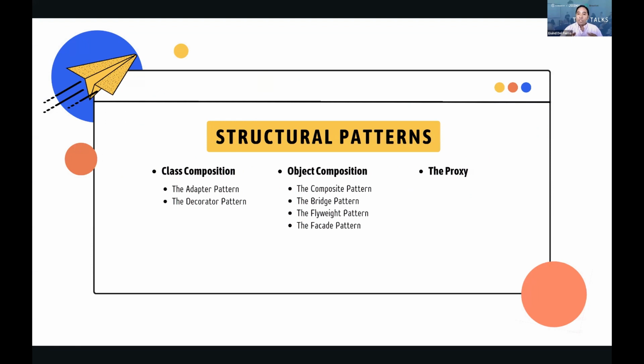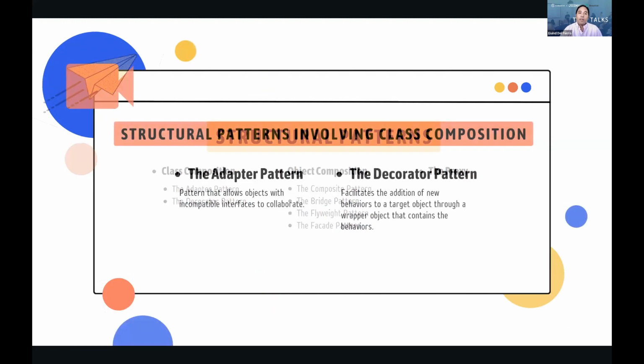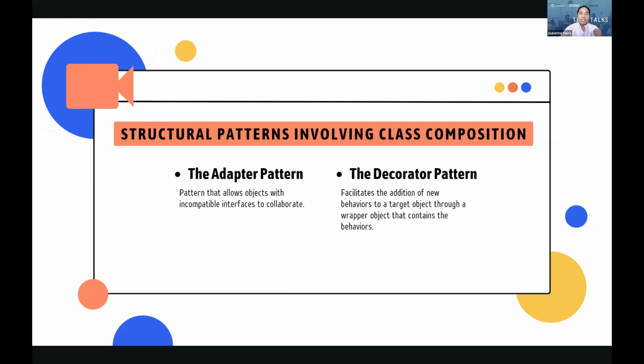Structural design patterns focus on how classes and objects can be combined to create new structures or interfaces while keeping the system flexible, maintainable, and extensible. We can group structural patterns into class composition, object composition, and the proxy. Structural patterns involving class composition include the adapter pattern, which allows objects with incompatible interfaces to collaborate, and the decorator pattern, which facilitates the addition of new behaviors to a target object through a wrapper.